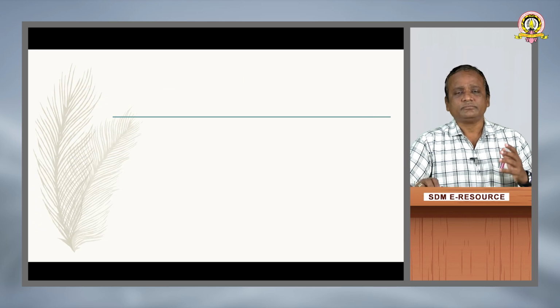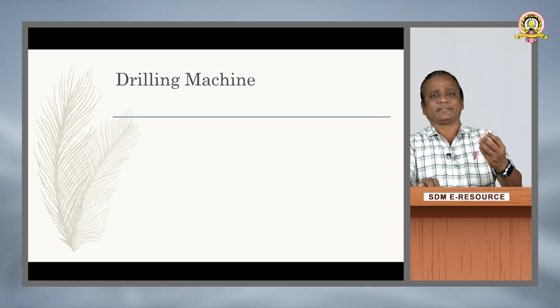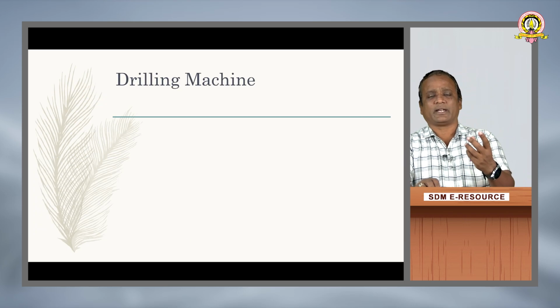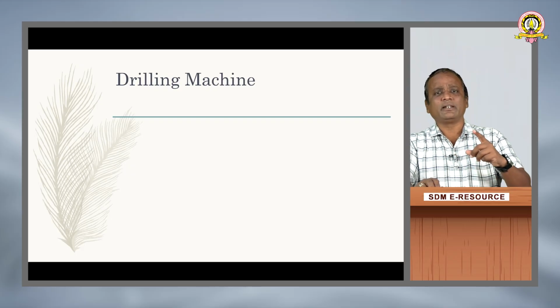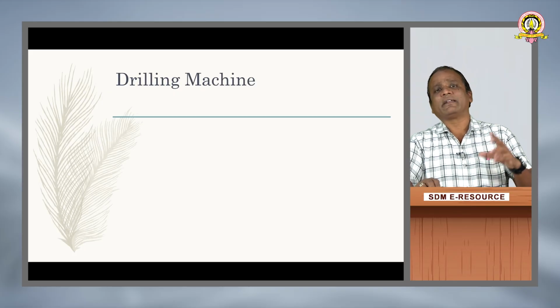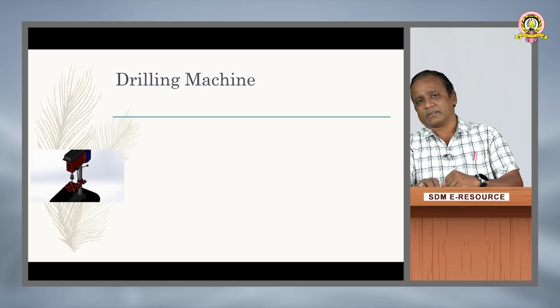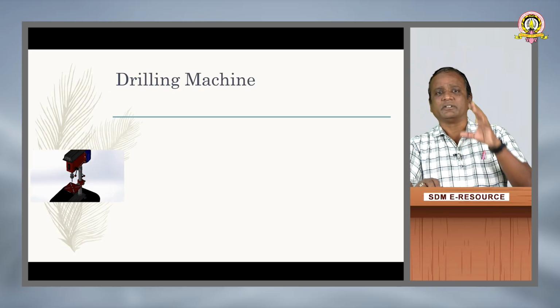Now we have learned what drilling is. As I said, drilling is the process where we make or generate a circular hole in a blank, for which I use a drill bit as a tool. Now I need a machine to do this work, and that machine is called a drilling machine.